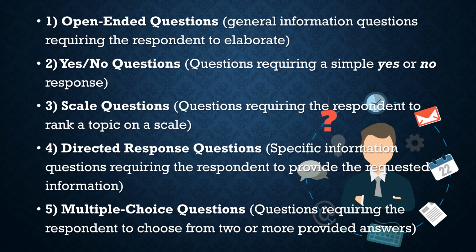And number 5, multiple choice questions. These are the questions which require the respondent to choose from 2 or more provided answers. For example, how many books does the average college graduate read in a year? Is it none? Or 1 to 10? 10 to 20? Or is it over 20?